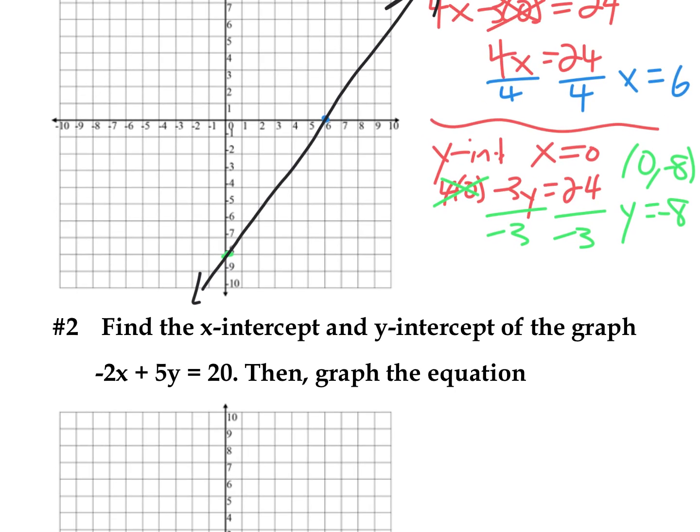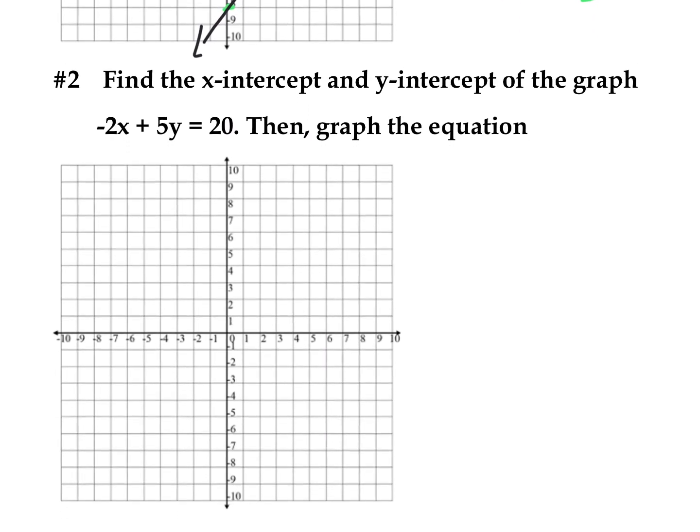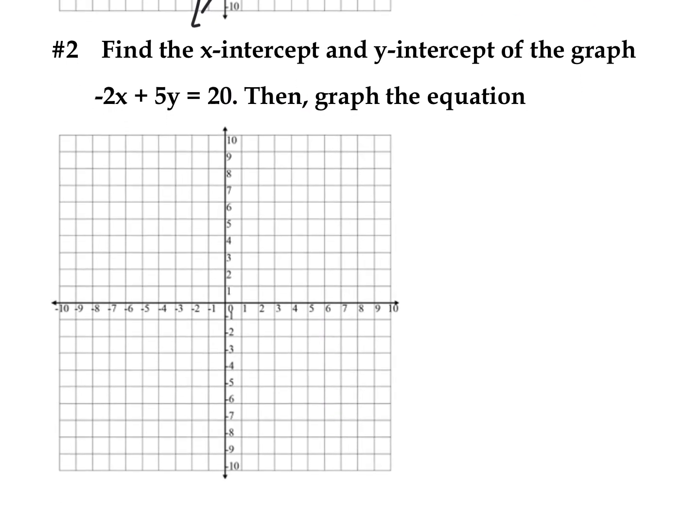Let's try another one. And again, you should try this. Pause the video, try it out, see if you can find the two intercepts, and we'll draw the graph. If we're going to find the x and y-intercept, it doesn't matter what order you find them in. Okay, let's find the y-intercept first this time. Last time we found the x-intercept first. It doesn't really matter.